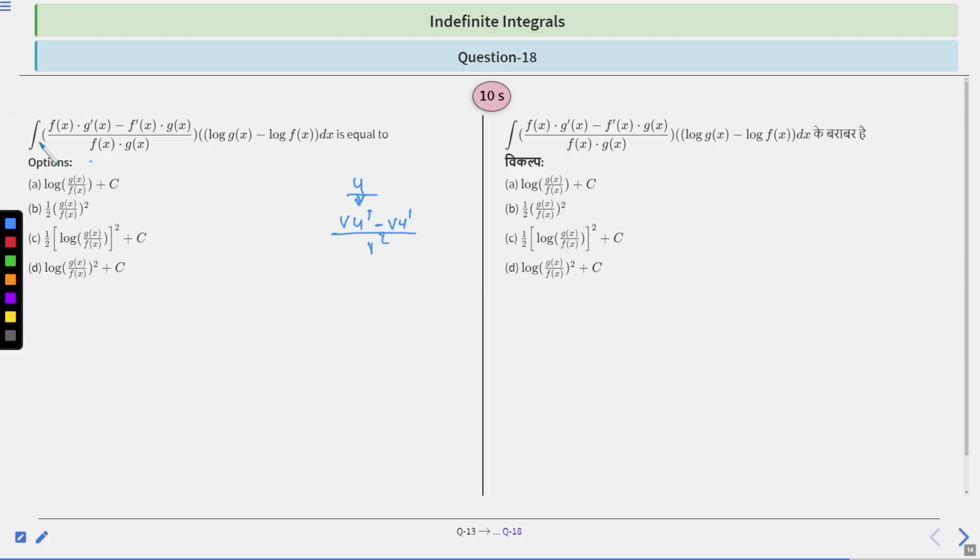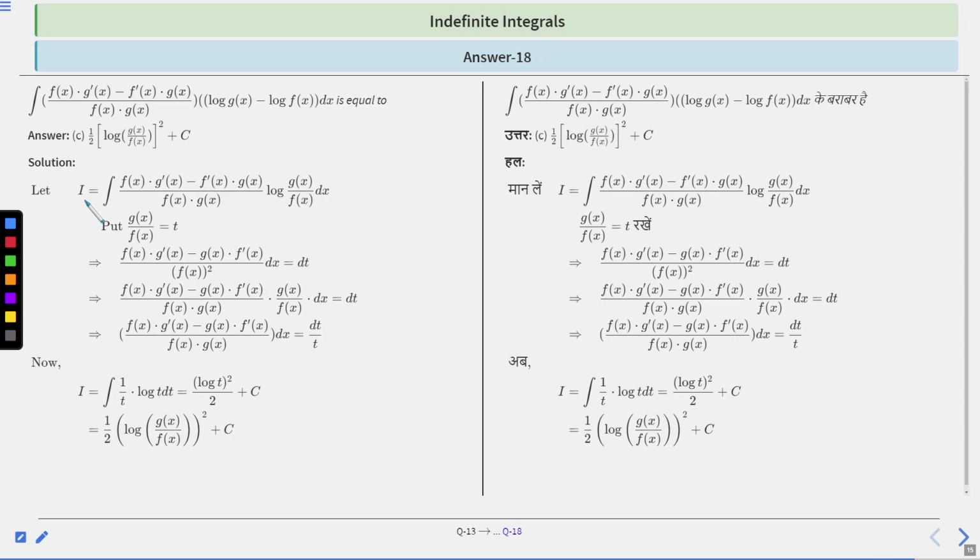So you have 10 seconds to solve or think about this question. After 10 seconds, we will discuss the solution. Okay, let's move to the solution part.